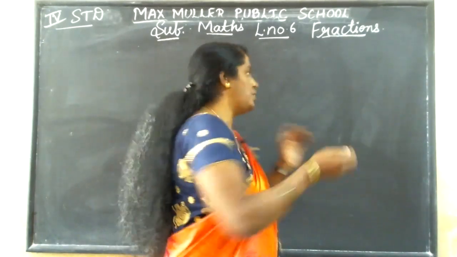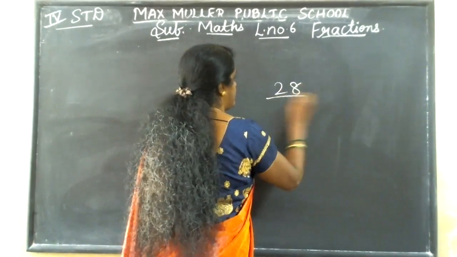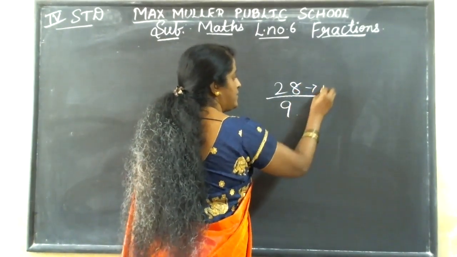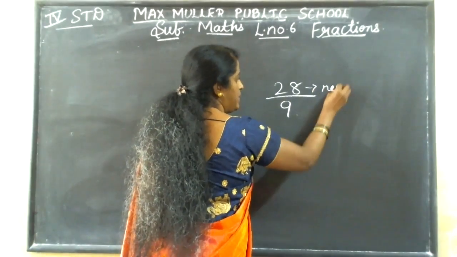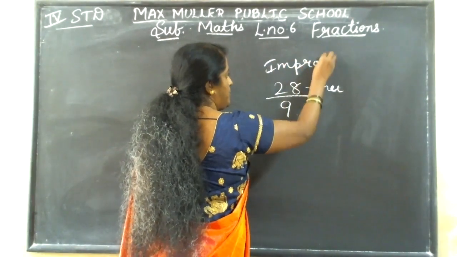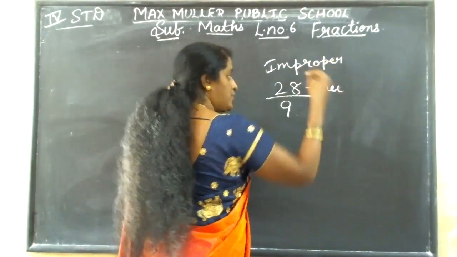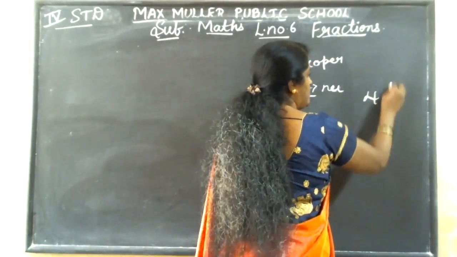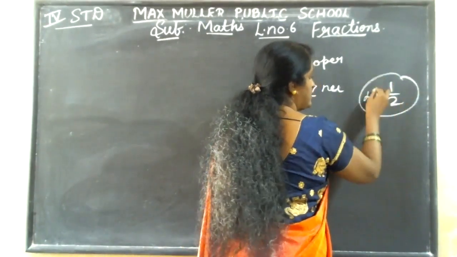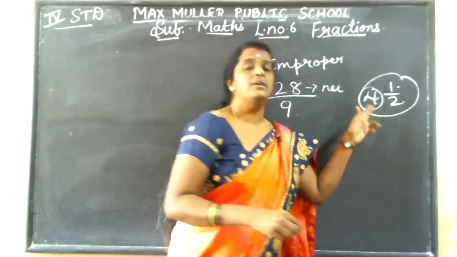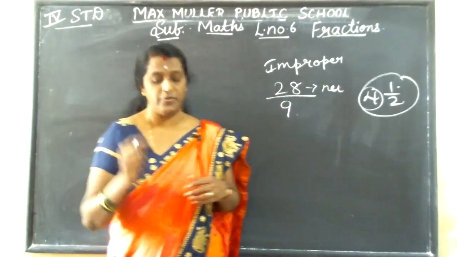Mixed fraction, see 28 by 9. This is the numerator. This is an improper fraction. If you want to convert it, this becomes a mixed fraction. This is the whole number, the new numerator and the denominator. This is a mixed fraction. You know unit fraction.